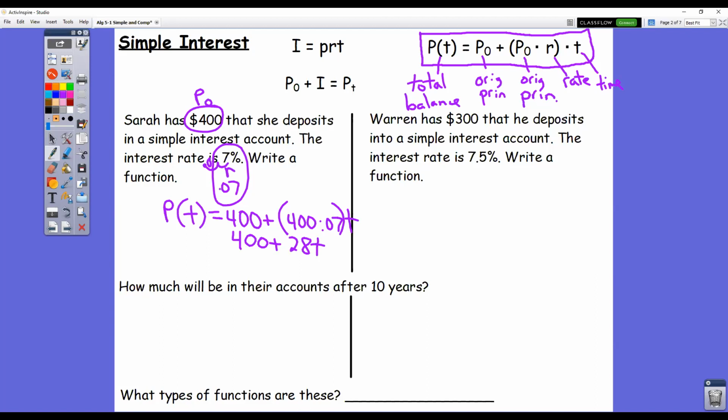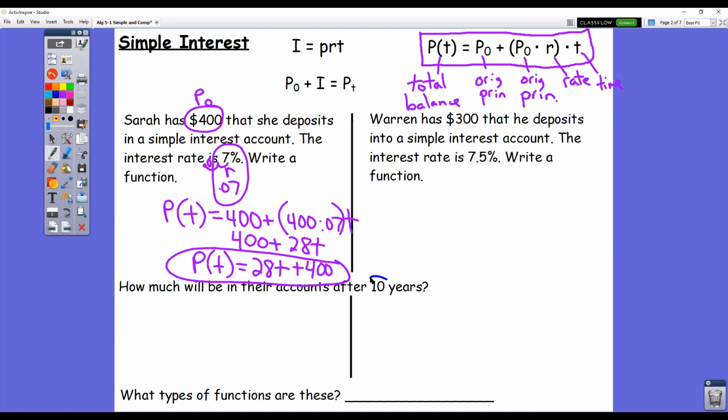Now, we want to make this into the y equals mx plus b form. We want to make it into that linear form. So we're going to have P of t equals, we're going to switch them around, and we're going to say that it's 28t plus 400. That's our function notation.